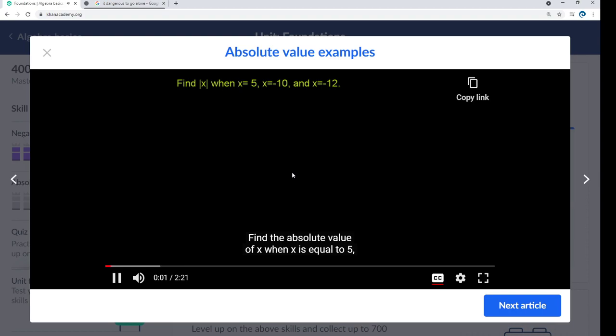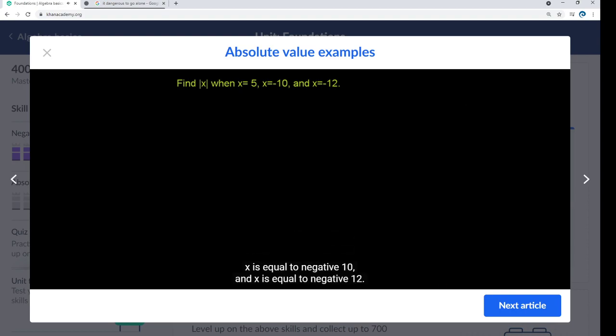Find the absolute value of x when x is equal to 5, x is equal to negative 10, and x is equal to negative 12. So the absolute value, the way of writing it is almost more complicated than what it really is. The absolute value is really just the distance of x from 0.